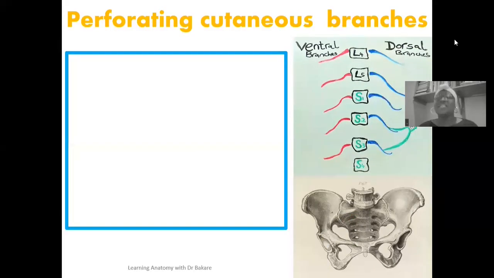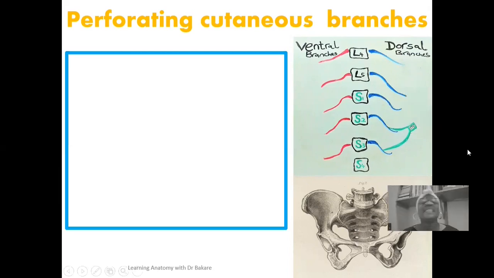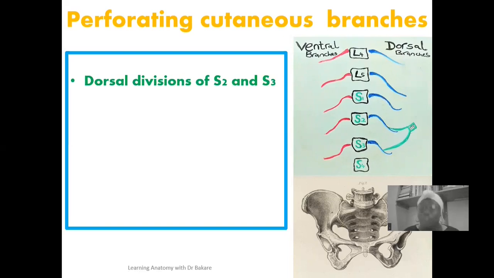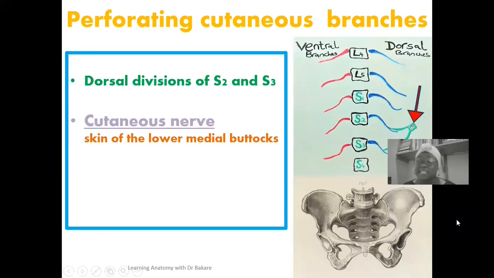So let's go to the next nerve, which is the perforating cutaneous branches. Let's see how this nerve emerges. You see it emerging from the dorsal divisions of the anterior rami of S2 and S3. So this is where we have S2 here, and this is where we have S3 here. And you see the dorsal divisions of the anterior rami of the second and the third sacral spinal nerves. And this is where you see them coming together at this point that is arrowed in red to form the perforating cutaneous branches.